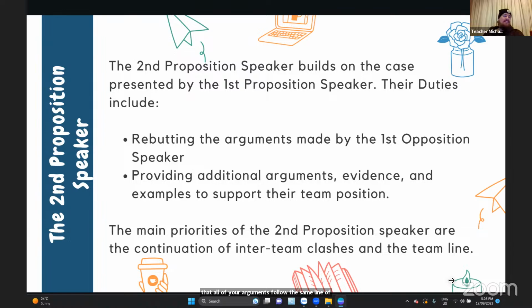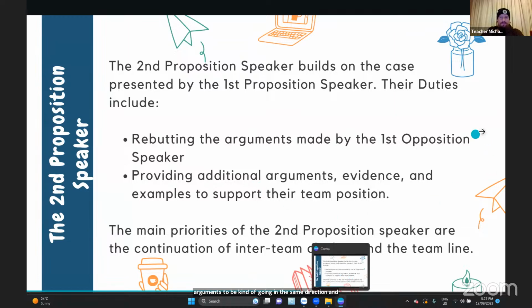And you're going to hear me say that a lot, because it is very important for your team to form a coherent case. So make sure again that all of your arguments follow that same line of logic, and it's not just, oh, here's an argument that goes this way and one over that way and one over that way. You want all of your arguments to be going in the same direction, and that's how you make your case as strong as possible.